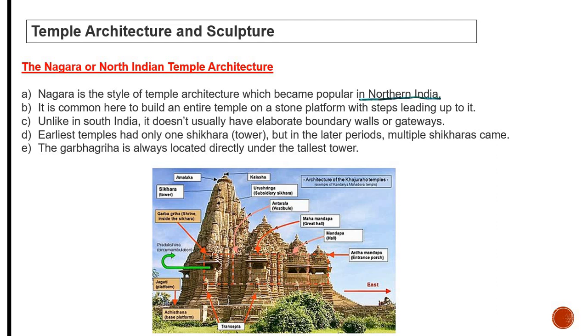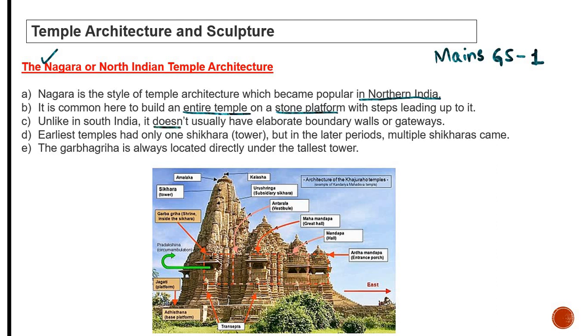It is common here to build an entire temple on a stone platform. These features are important for Mains GS Paper 1. Many times questions have been asked: differentiate between Nagar and Dravid style temple architecture, or explain or elaborate the features of Nagar or Dravid style temple architecture.